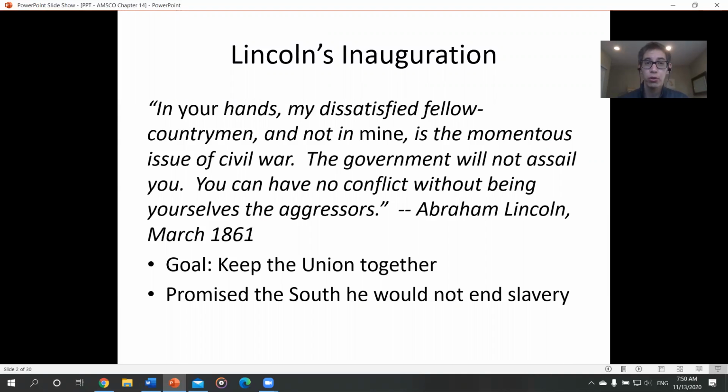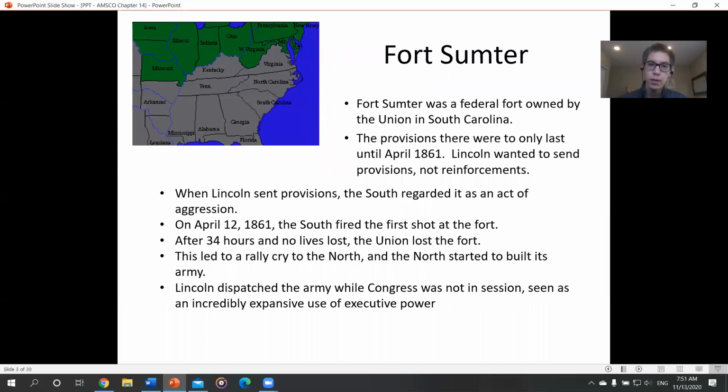Also, not in this inaugural address, but Abraham Lincoln also promised the South that he was not going to end slavery. We'll explore in class that Abraham Lincoln's ideas on slavery were quite complex, but he was not an abolitionist. He was not trying to abolish slavery. His number one goal was to keep the Union together, to keep the United States united. Although he wasn't quite so fortunate in doing that, at least during his lifetime, I suppose, because the Civil War began in the first month of his presidency.